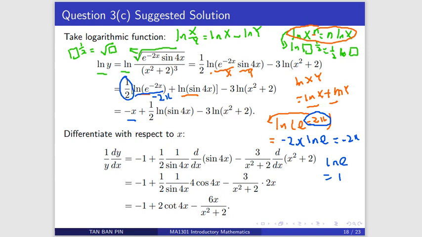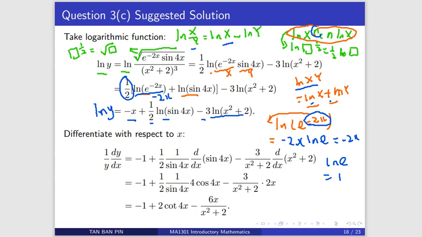So with that, you get something simple to differentiate. The left hand side is ln y, and ln y equals minus x plus half ln sine 4x minus 3 ln x squared plus 2. You'll find you don't need the quotient rule or the product rule. That's the purpose of taking ln, using the formulas: log of x over y is log x minus log y, log of x times y is log x plus log y, as well as bringing down the power.